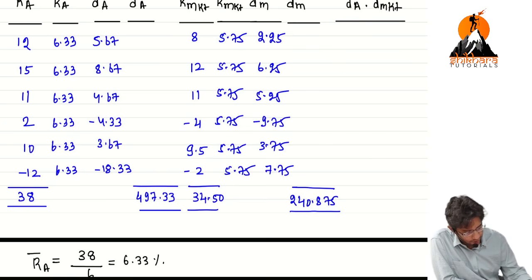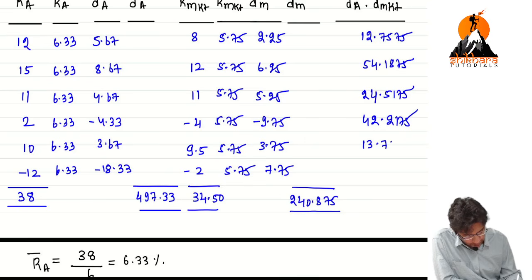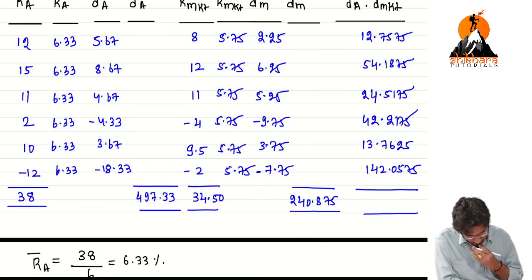Now carefully multiply deviation to deviation. 5.67 into 2.25 is 12.7575. 8.67 into 6.25 is 54.1875. 4.67 into 5.25. 4.33 into 9.75, minus of minus becomes plus, so that's 42.2175. 3.67 into 3.75 is 13.7625. 18.33 into 7.75, this is minus, the last one, is 142.0575. Well, total it up.